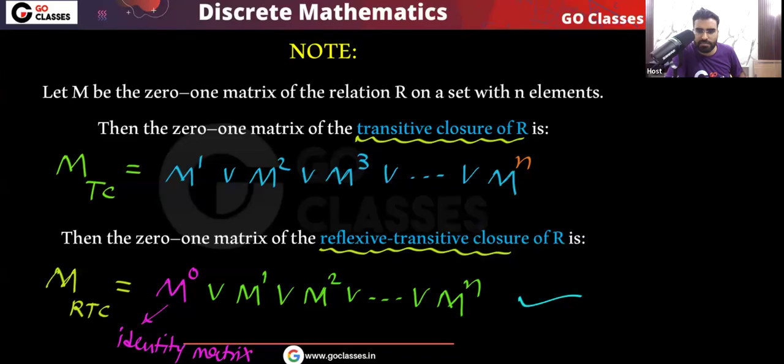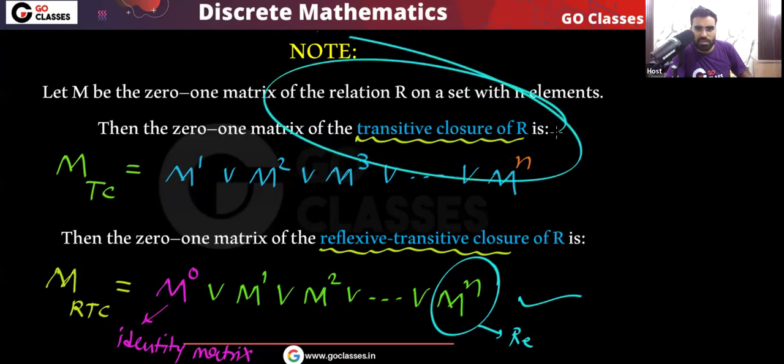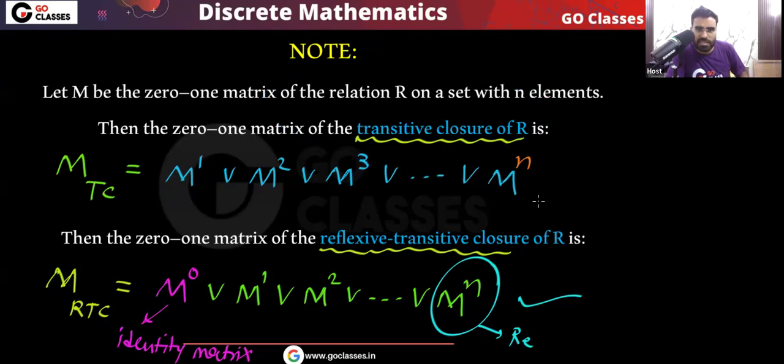Why is this redundant? What is the reason this is redundant? You might be thinking that for transitive closure, this is not redundant. When you are finding transitive closure, then m power n is capturing the worst case of transitivity, and it is not redundant. But when you are finding reflexive transitive closure, then this m power n is redundant.